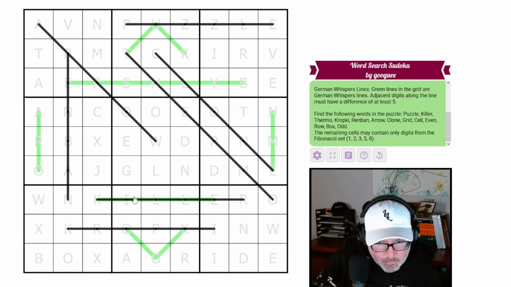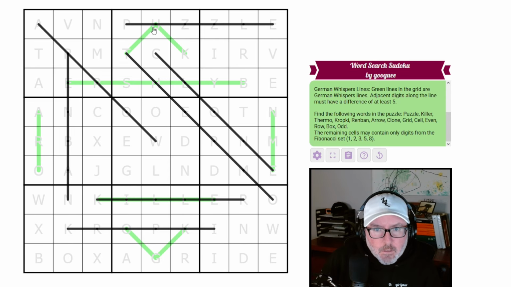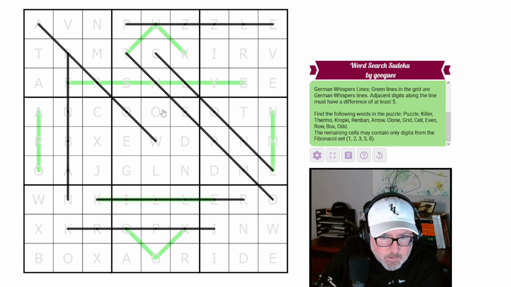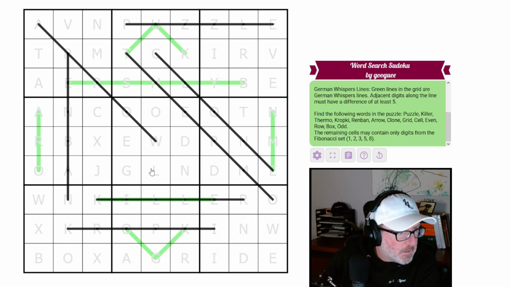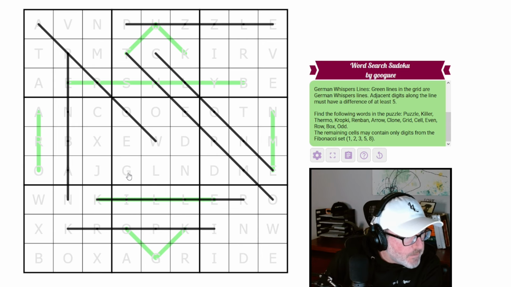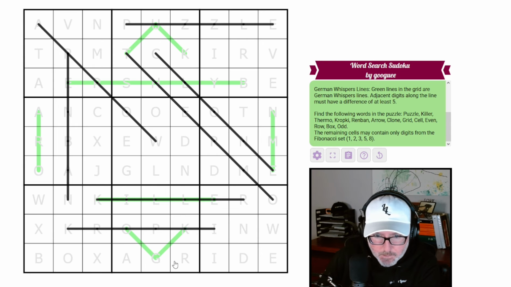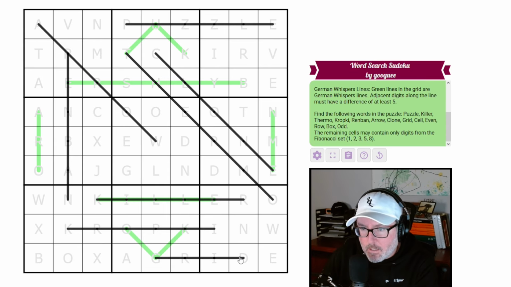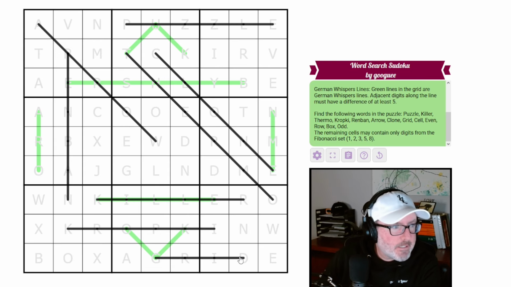Now let's try to find grid. And of course, as we put more lines in here, the letters get a little bit obscured, but we're not going to have them for very long. I'm looking on my other screen here because I can see it a little bit better. Where's another G? Oh, it's down here in the bottom. Okay, grid. Cell and even.